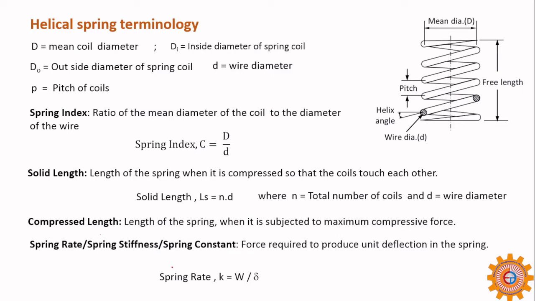Next, the most important one is spring constant, also called spring stiffness, or otherwise spring rate. That is the force required per unit deflection. This is represented by small k, that is W by S. W is the load we are applying on the spring.